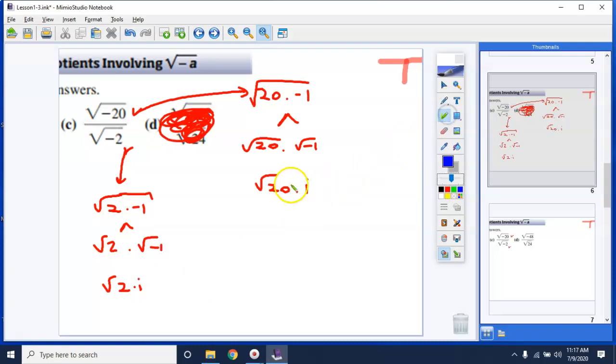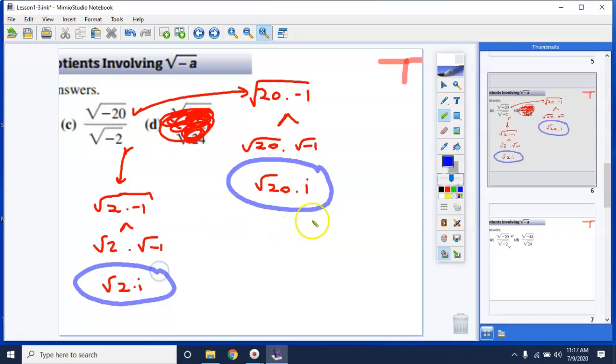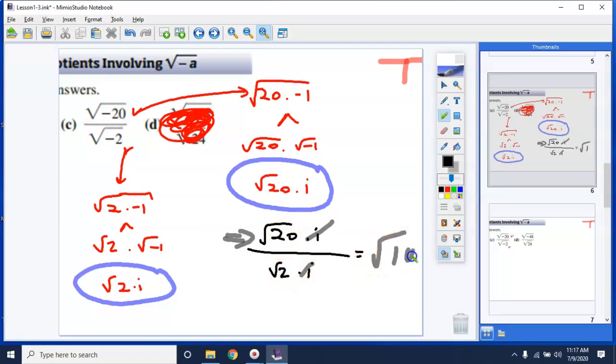So I got the top part, which is over here, right? And I got the bottom part right now. So right now, let's divide them. So my top part should be 20i, like this, divided by, so as you see, these two will cancel each other. I divided by I cancel each other. Square root of 20 divided by square root of 2 should be square root of 10. That's my answer. Let's have a look at D right now.